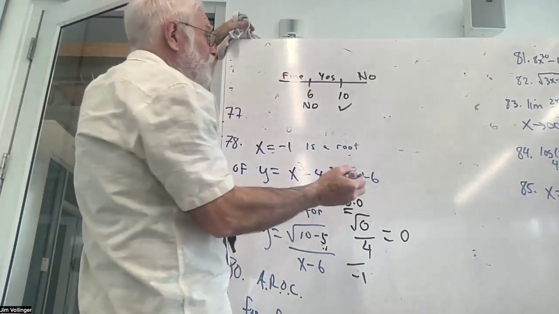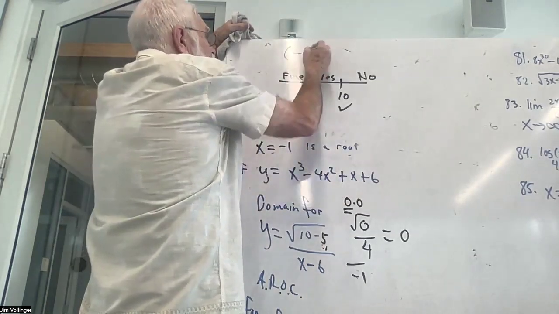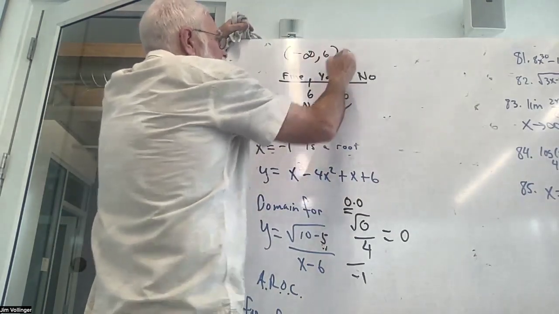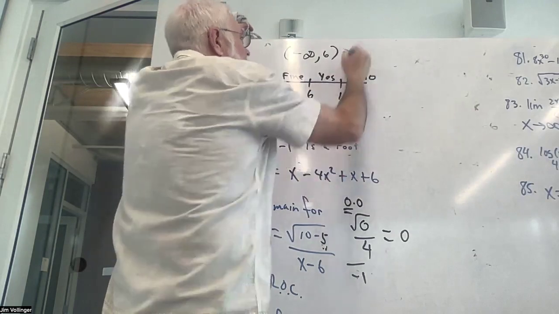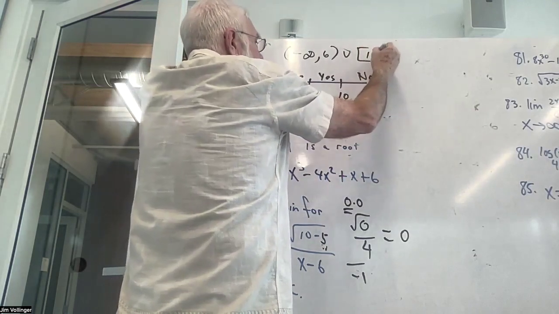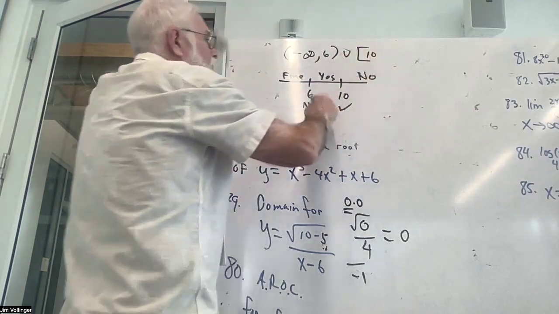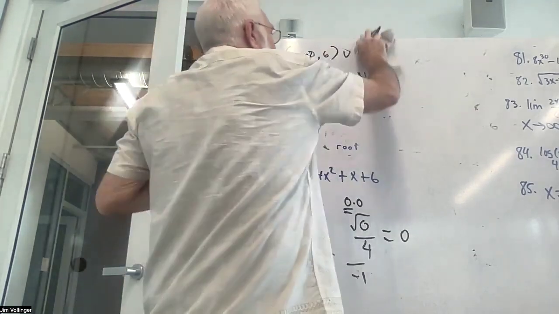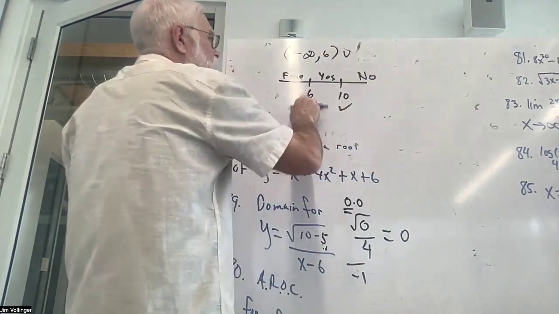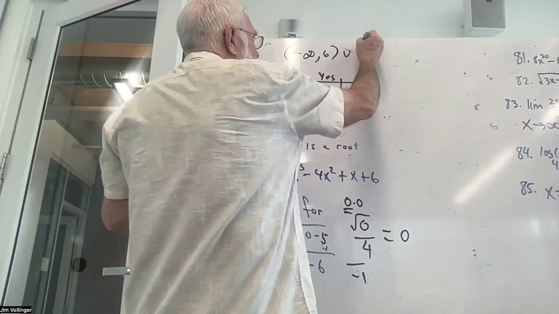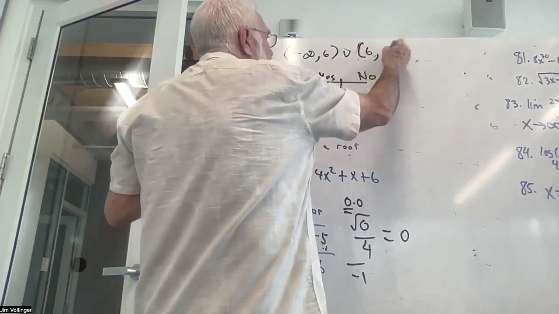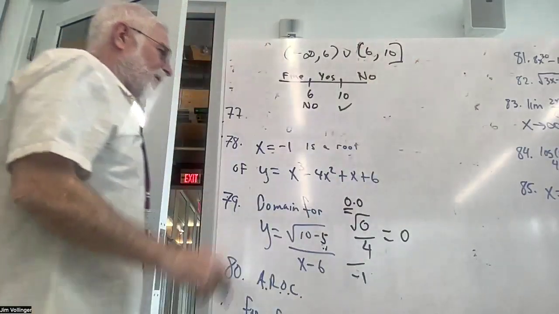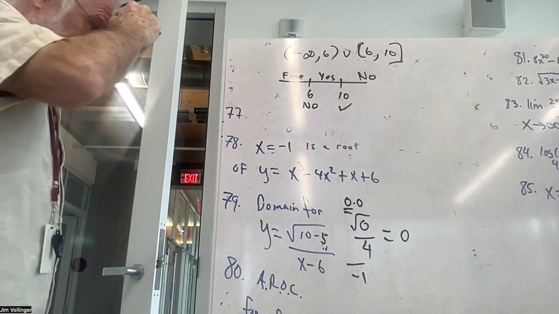So what's my answer here? Negative infinity to 6. I can't use 6. I can use 10, so that's a bracket 10. I'm going from 6 to 10, and I'm so used to seeing that as being correct. So 6 to 10, and I can't use 6, but I can use 10. There we go. All right.